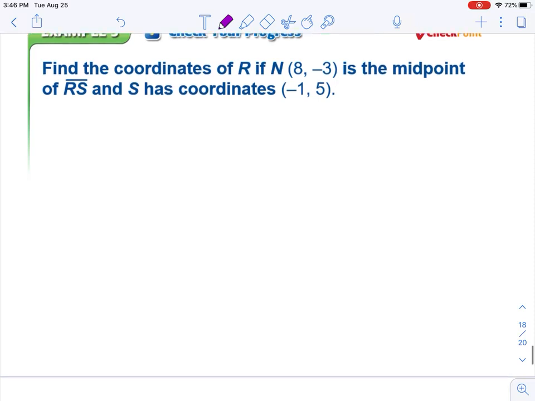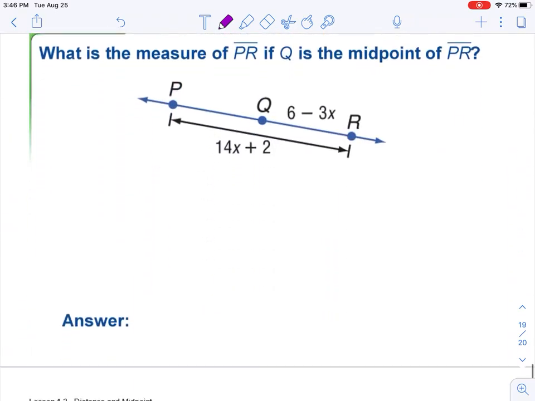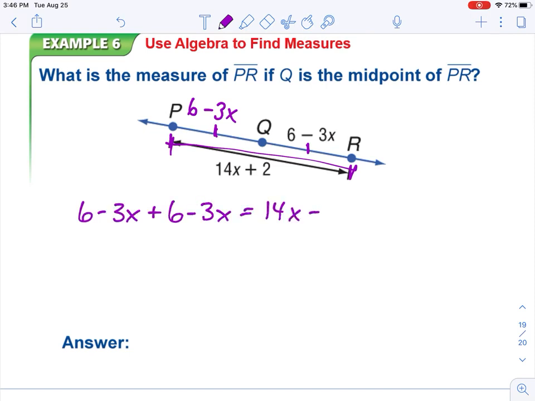Hopefully you were able to figure that one out. All right, now here's where it comes in that these are segment bisectors. That means PQ and QR are congruent when Q is the midpoint. And we are going to find PR here. So PQ is the same as QR, 6 minus 3x. So we can go ahead and take 6 minus 3x plus 6 minus 3x and equal that to 14x plus 2.